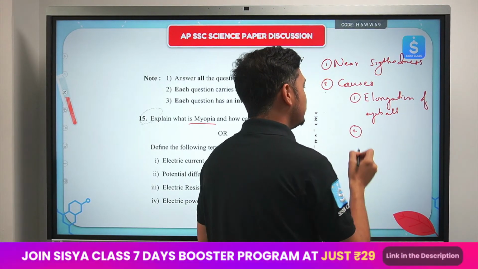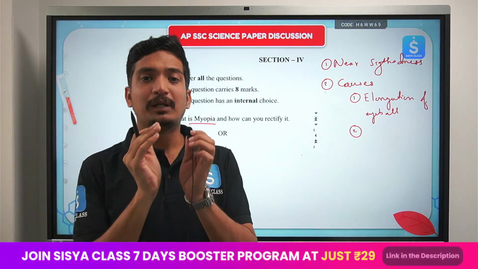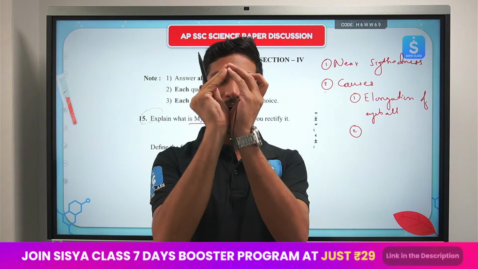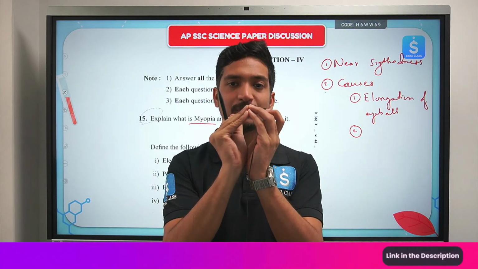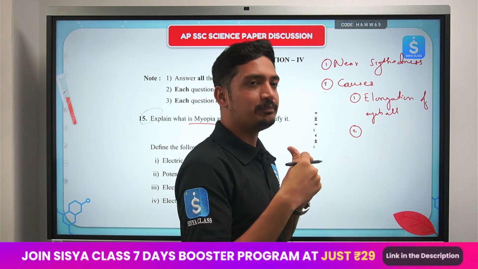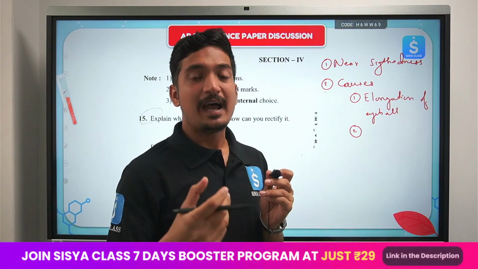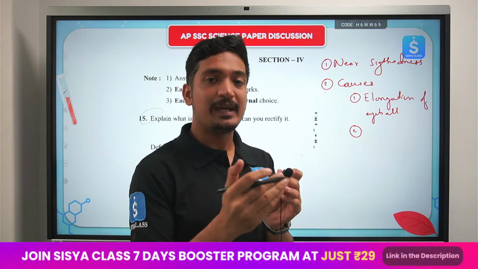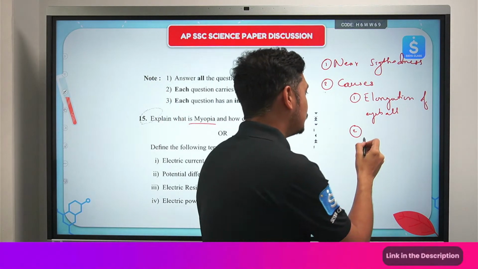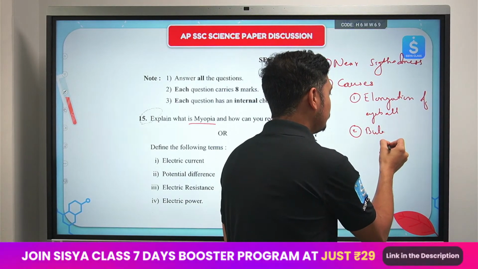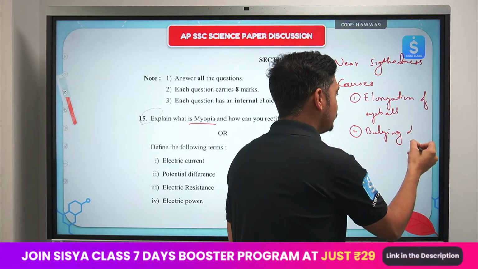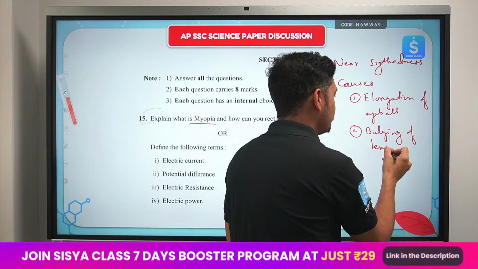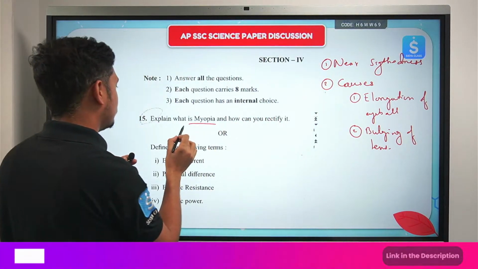The second thing is too much bulging of your eye lens. Your eye lens will be too much bulged this way, and this will make the light bend too much, and the image will be formed way ahead of the retina. So we'll say bulging of lens. Okay, we are done with the first part of the question.